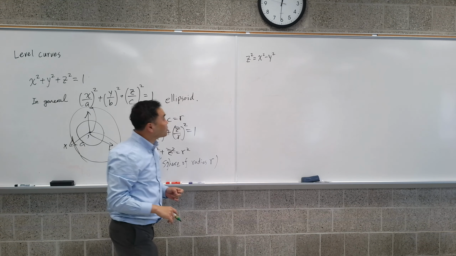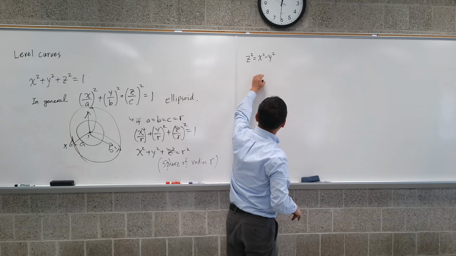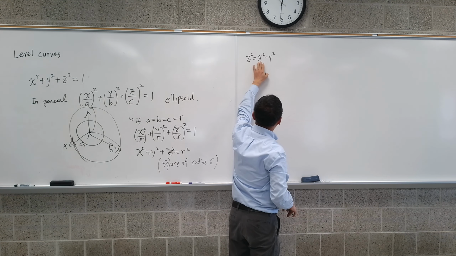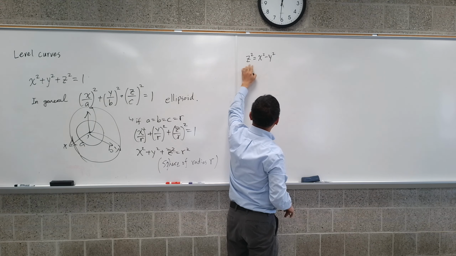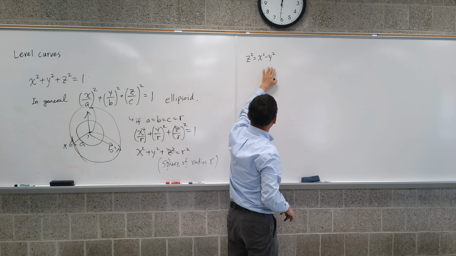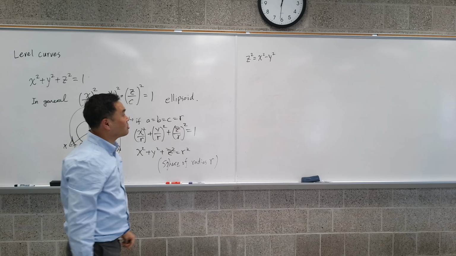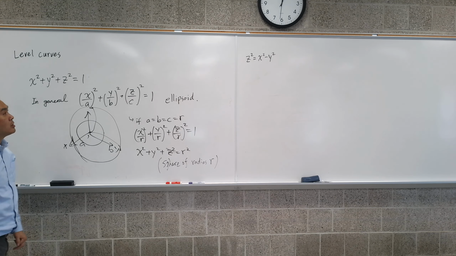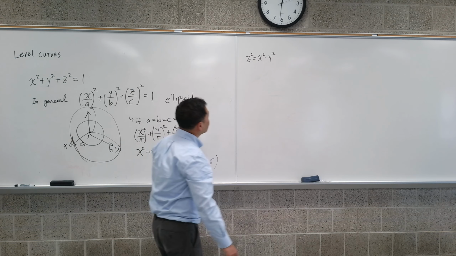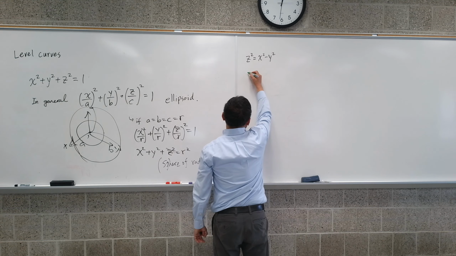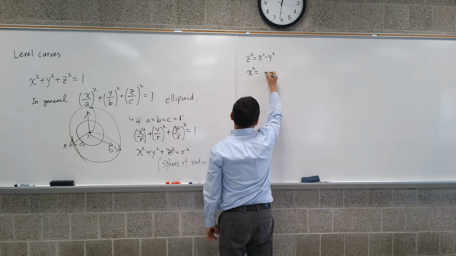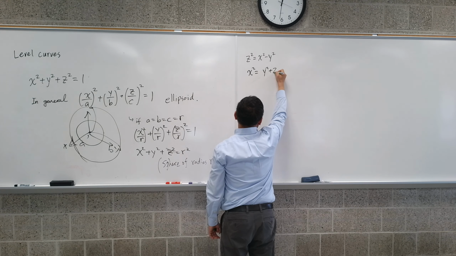This one's quite similar to the one that we did before. We did z equals x squared minus y squared, right? But now you have z squared equals x squared minus y squared. Well, this can be thought of as x squared equals y squared plus z squared.